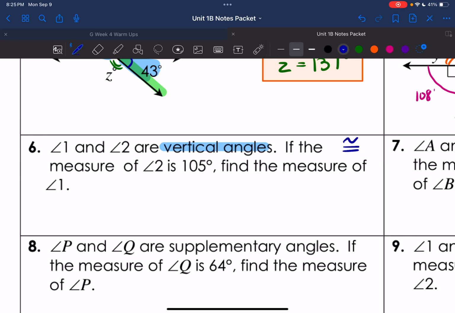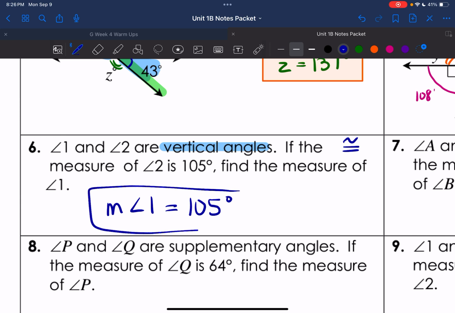So I'm going to do the equal sign with a curve on top. So if they are congruent, that means that they have the same shape, they're both angles, and the same size. So if angle 2 is 105, then the measure of angle 1 has to also be 105. So that one was an easy one.